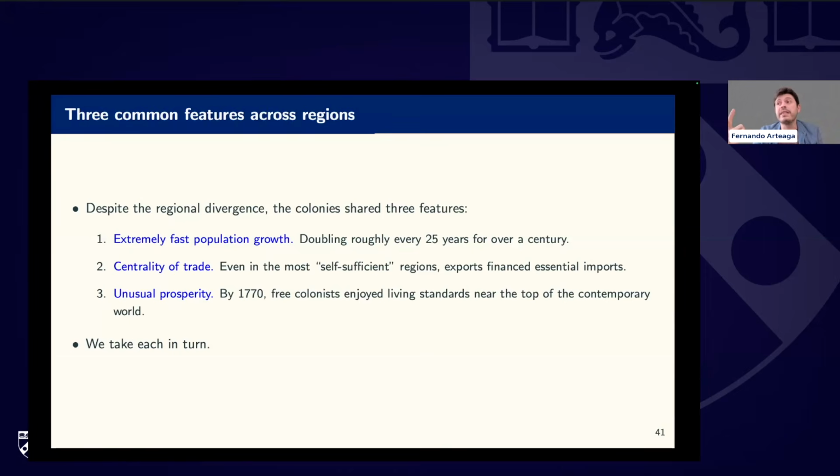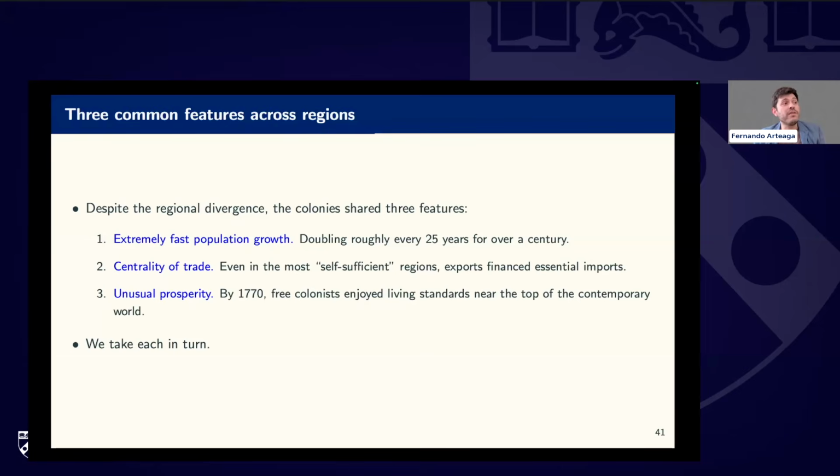Those patterns are the one that I've already discussed, which is the centrality of trade. Everybody depended very much on trade because no region was self-sufficient. Say, for example, Pennsylvania is one of the most self-sufficient regions because it produces a lot of wheat, some meat for its own consumption, and some capital goods. Still, it was not self-sufficient. And of course, the Virginia economy and the Caribbean economies were not self-sufficient by themselves. Everybody had to connect. So there was a centrality of trade.